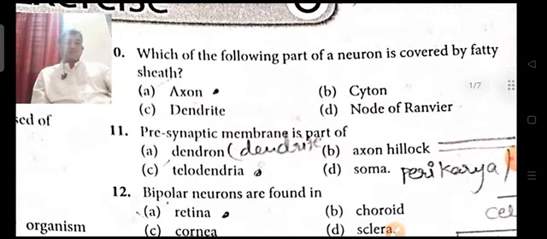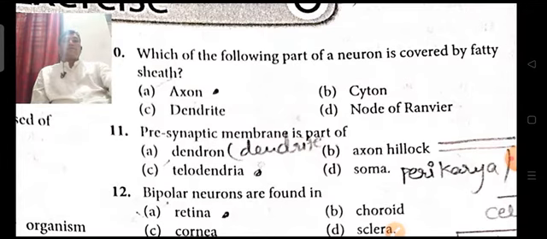So 10th question. Which of the following part of neuron is covered by a fatty sheath? The myelin sheath, already you know that it is a fatty sheath, because it is made up of fat. Schwann cells form the myelin sheath, and it is covering the axon, and it is discontinuous on the axon in the multipolar point of view.